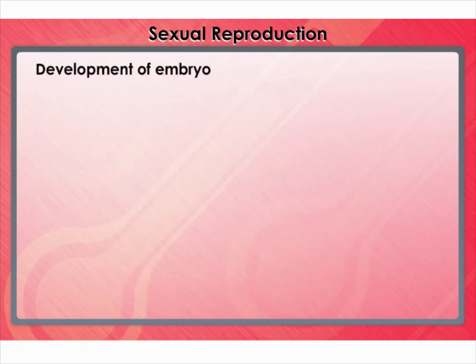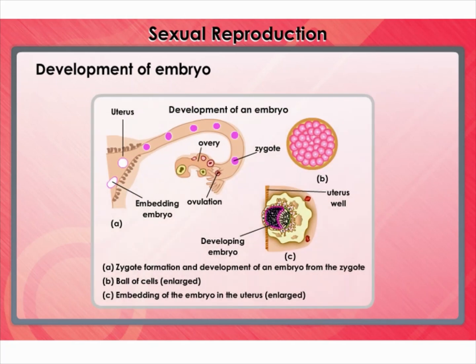Let's discuss the development of an embryo. Fertilization results in the formation of a zygote, which begins to develop into an embryo. The zygote divides repeatedly to give rise to a ball of cells. The cells then begin to form groups that develop into different tissues and organs of the body. This developing structure is termed an embryo.